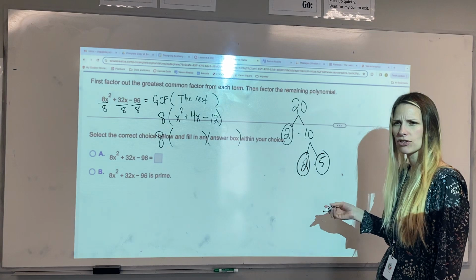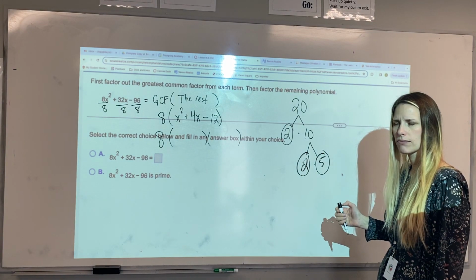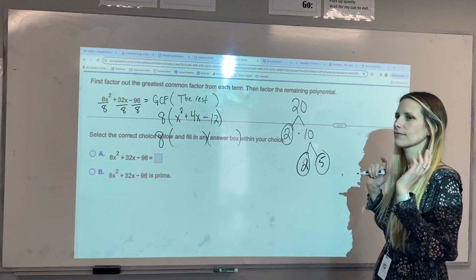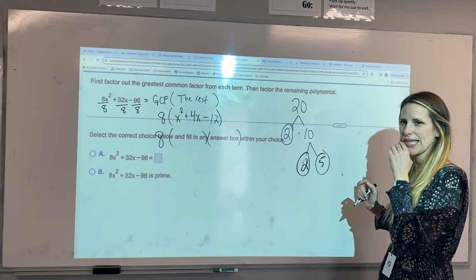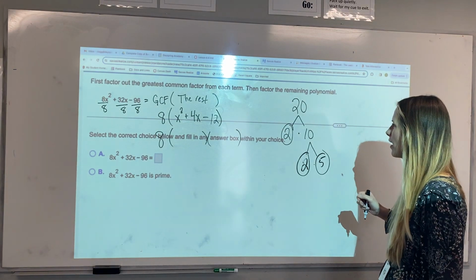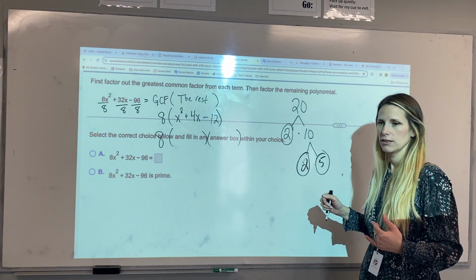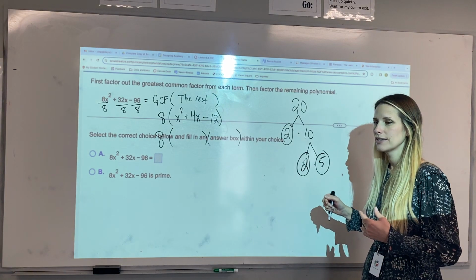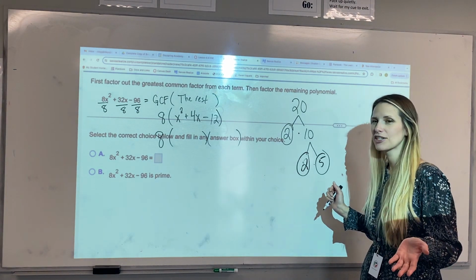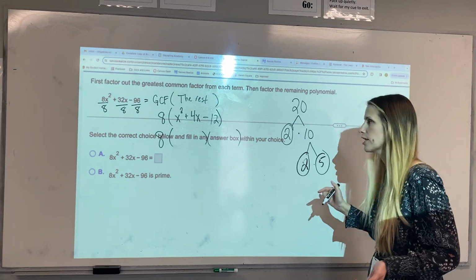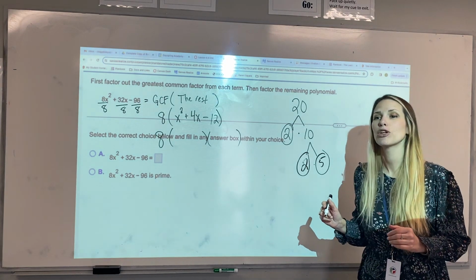Have you ever seen a factor tree before? I haven't done one in years. We did that like a couple of years ago. Yeah, we just did it a couple of lessons ago. A factor tree is a tree that grows factor branches. A factor is part of a multiplication problem.